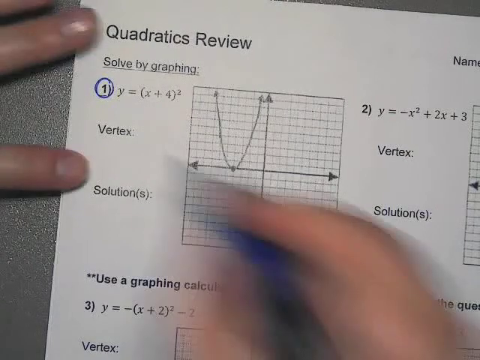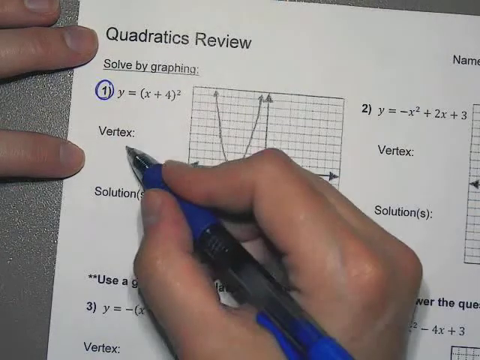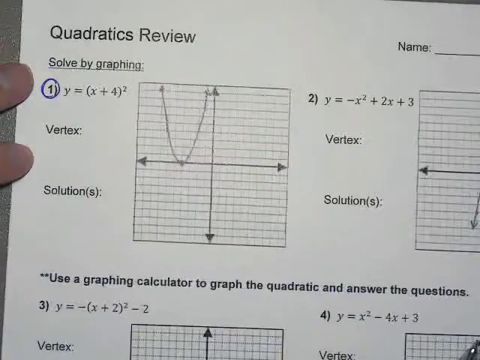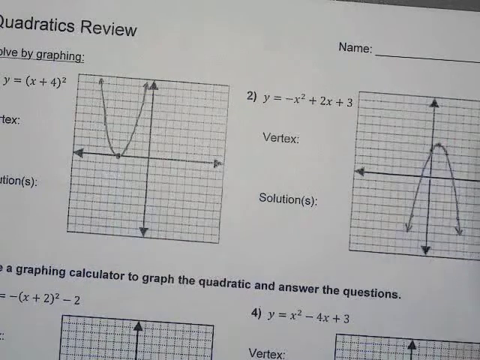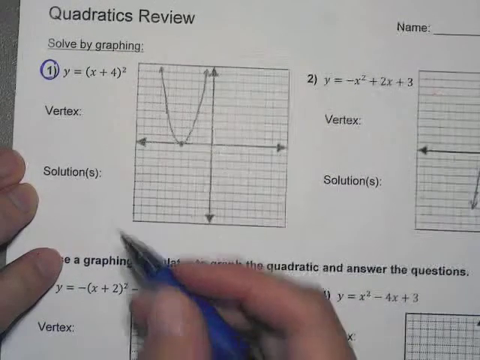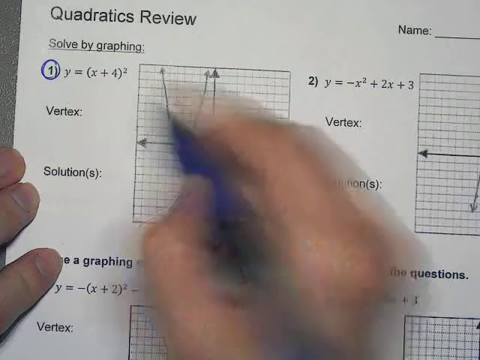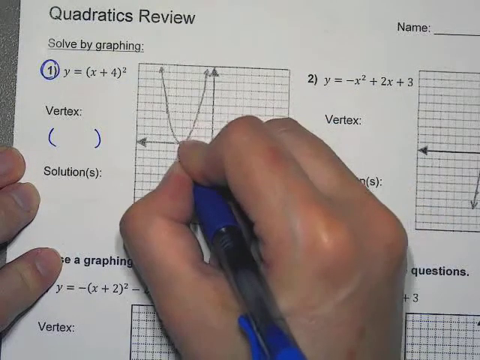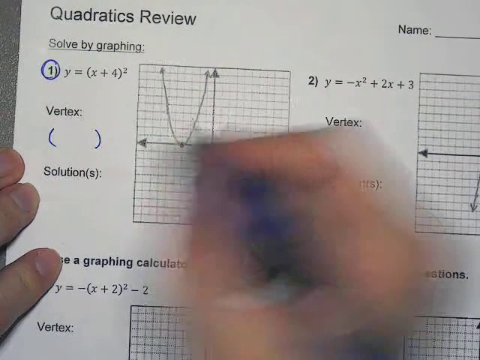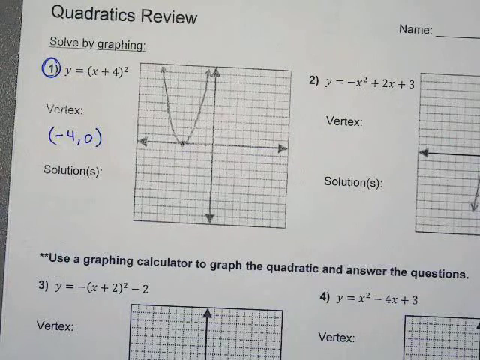All right, so when I look at this very first problem, we're given a graph and we're asked to find the vertex and the solutions. Well, the vertex of a quadratic graph is this very lowest point or this very highest point. It just depends on which direction your graph is going. So I know that the vertex is always an ordered pair, okay? And so I'm looking at this graph and I want to find this very lowest ordered pair. So this point on the graph, it's 1, 2, 3, 4 to the left, and then it's not at all up and down. So my vertex is -4, 0: left 4, and then not at all up and down.